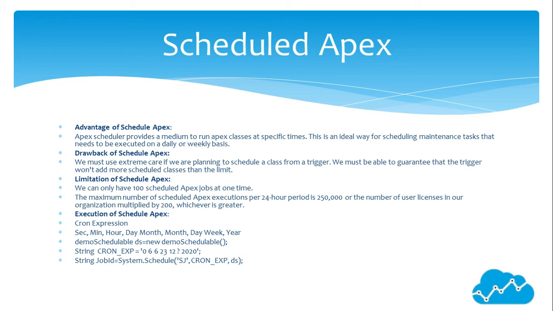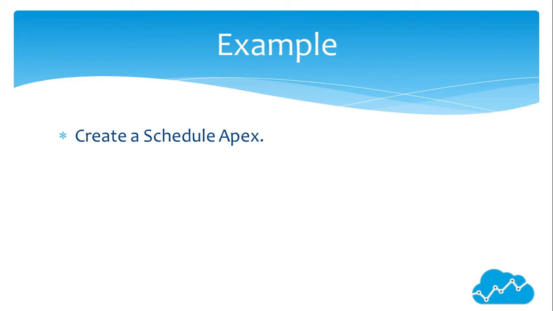Execution of Scheduled Apex. Cron expression: second, minute, hour, day of month, month, day of week, year. DemoSchedulable is the class name. DemoSchedulable ds = new DemoSchedulable(); In the same format I am giving the cron expression. String cronExpression: 0 would be second, 6 is minute, again 6 is hour, 23 is day of month, 12 is month, day of week is question mark, year is 2020. String jobID = System.schedule(sj, cronExpression, ds). For example, create a schedulable Apex.